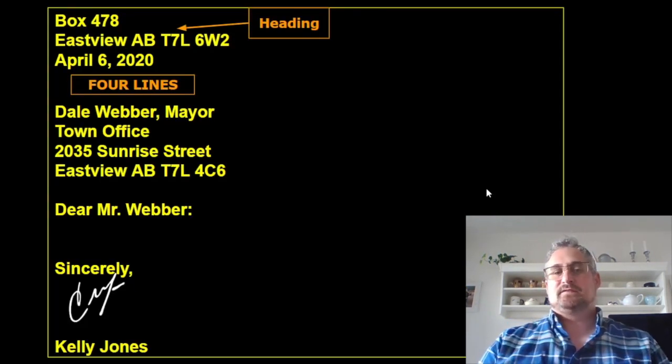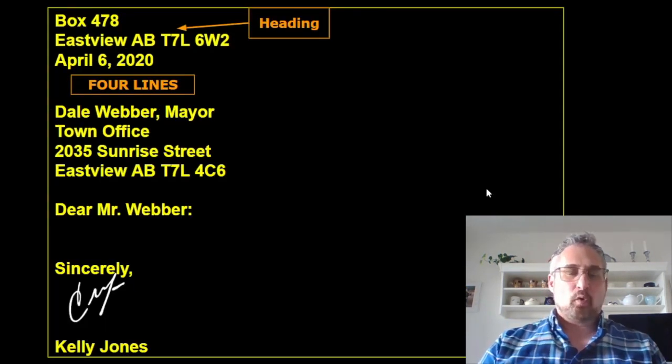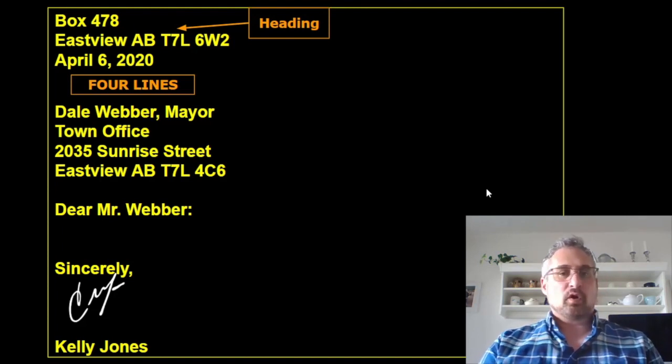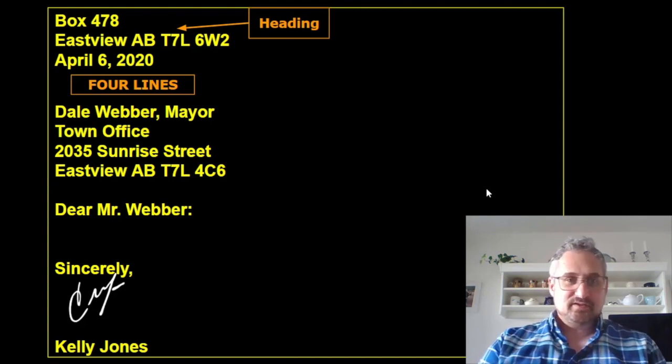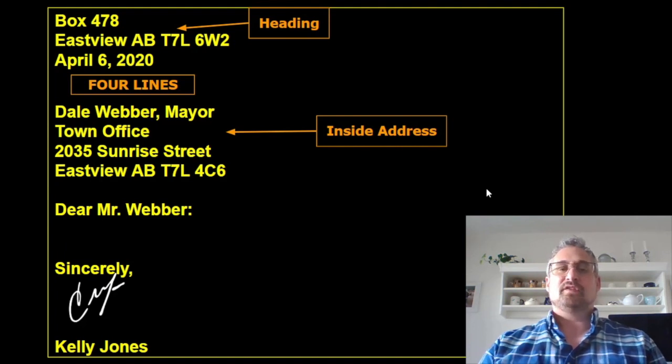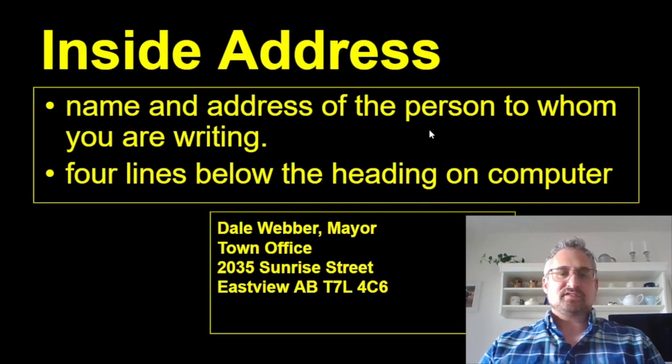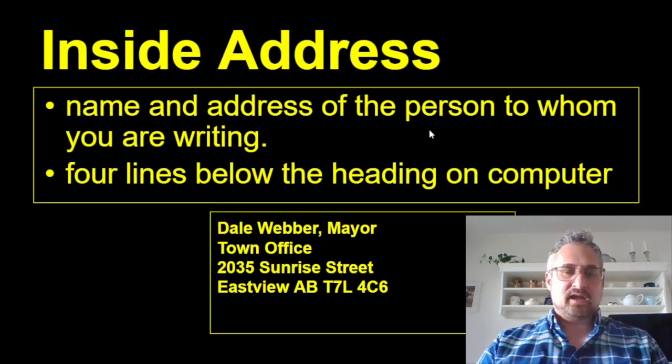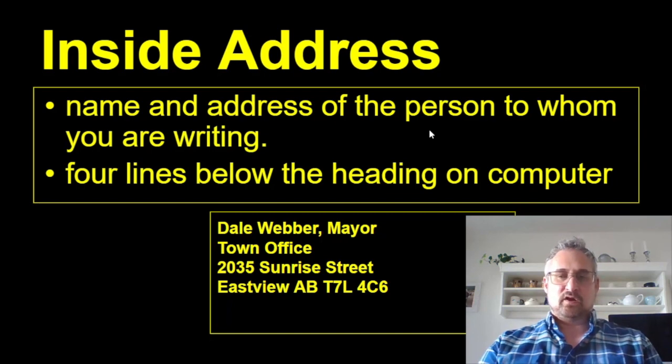After the date, then you need to include 4 enters or 4 lines of blankness. Then you want the inside address, and you'll see that, of course, you have Dale Weber, who is the mayor. It's at the town office. So the name there is important. Where it's being sent is important. And then the address. So it's the name and the address of the person to whom you are writing. And it's 4 lines below the heading on the computer.